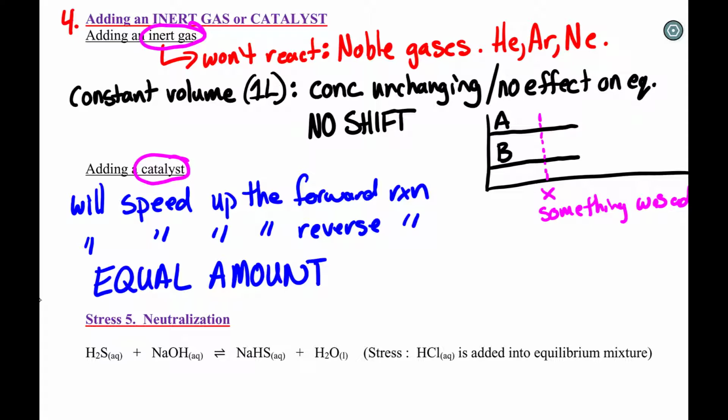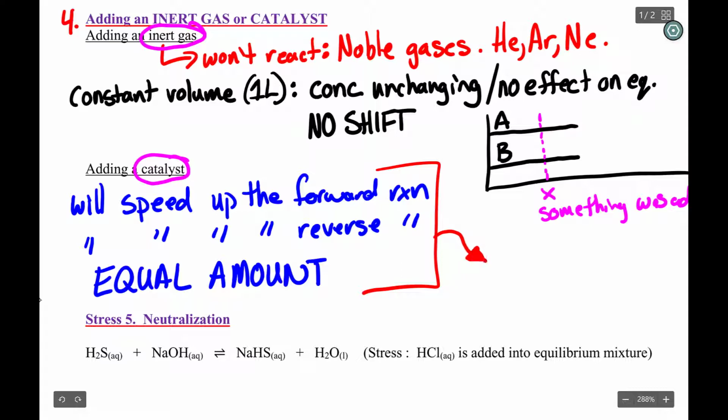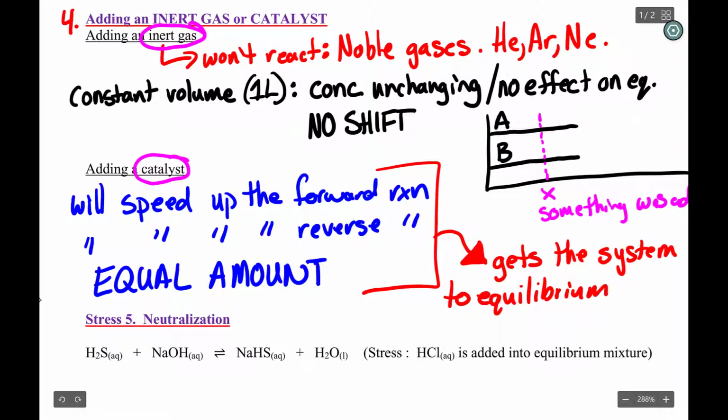Now, if you're wondering why bother doing this? Sometimes you need a catalyst to get a reaction to happen within a meaningful time frame. So this gets the system to equilibrium faster.